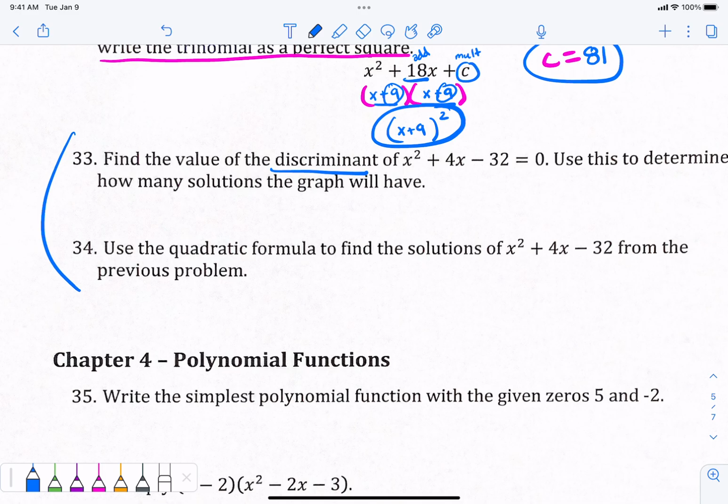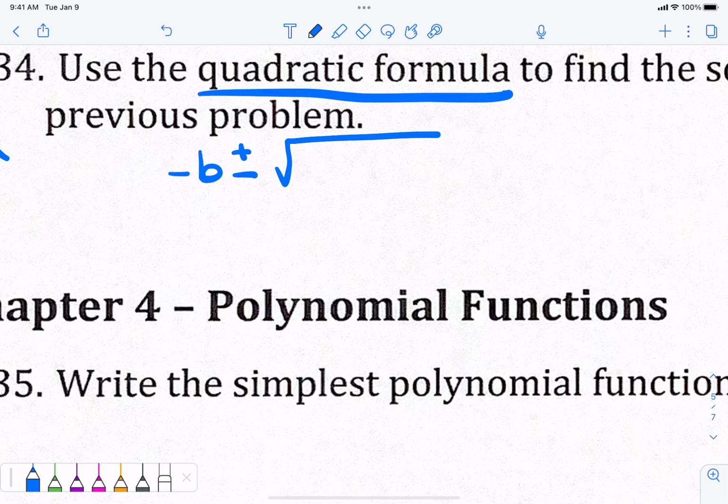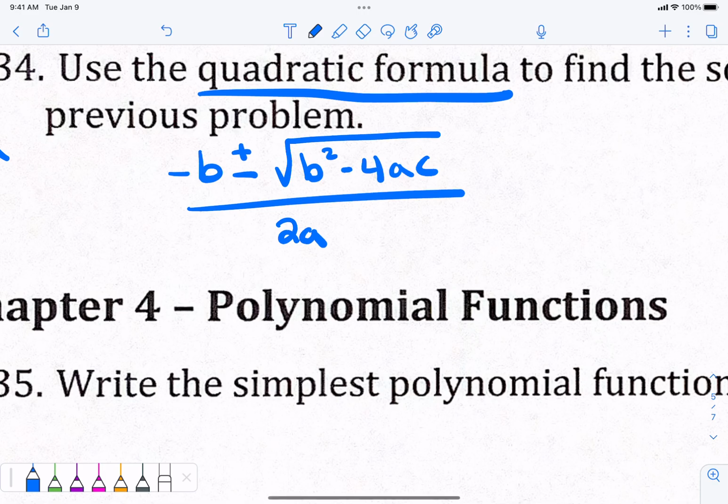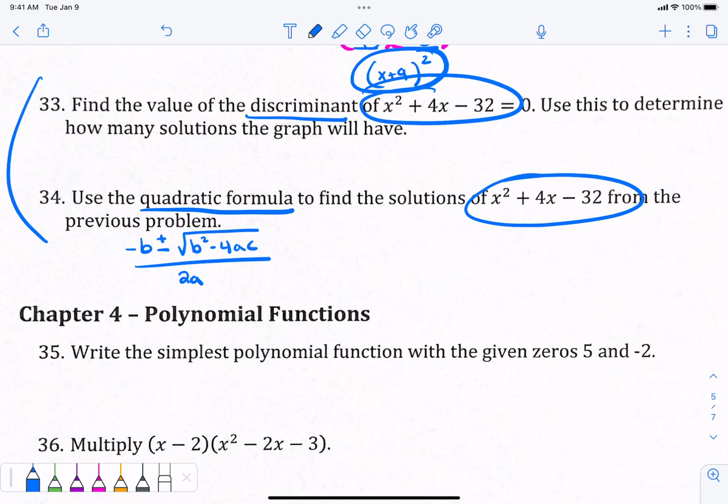Let's talk about 34. Let's talk about the quadratic formula. Write this down. Do you remember what it is? Negative b, plus or minus the square root of b squared minus 4ac, all over 2a. So in 33 and 34, you're using the same function, the same equation. That's why these two go together.